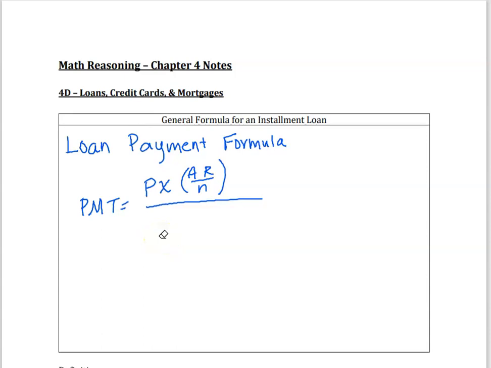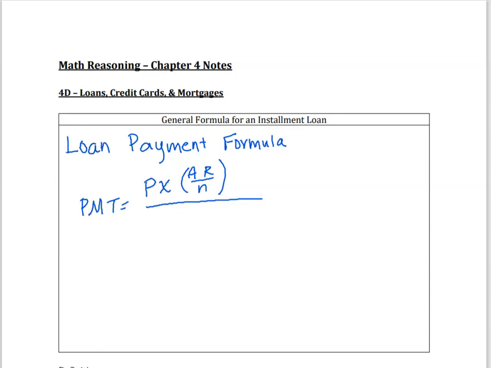Okay, so this is going to be a video over the first part of section 4D, and we're going to talk about loans, credit cards, and mortgages in this section. And I hope that you don't ever have to take out a loan, but when you do, you need to be educated about the decision you're making about what you're going to have to pay for that.